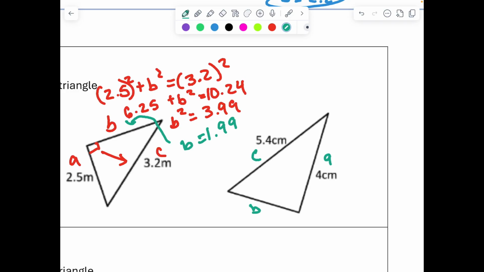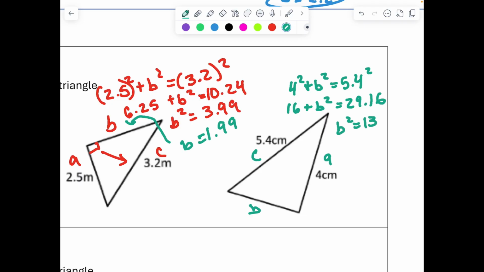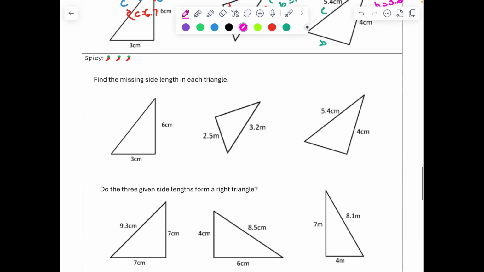And then here we have our C, and we're just missing one of our sides. So 4 squared plus B squared equals 5.4 squared. 16 plus B squared. 5.4 squared is 29.16. We could subtract 16 from that, and we have B squared equals 13.16. And then, of course, taking the square root from both sides, B is 3.6.